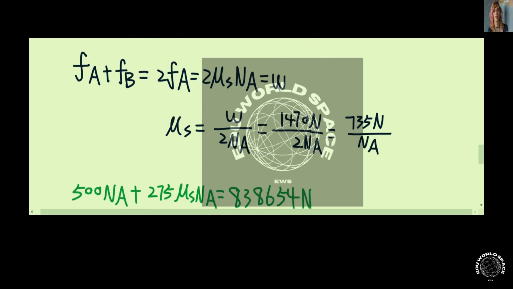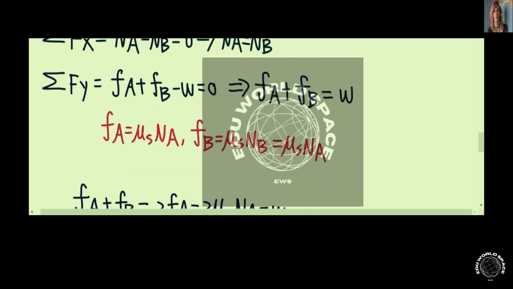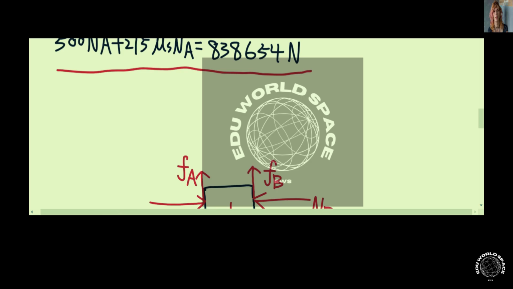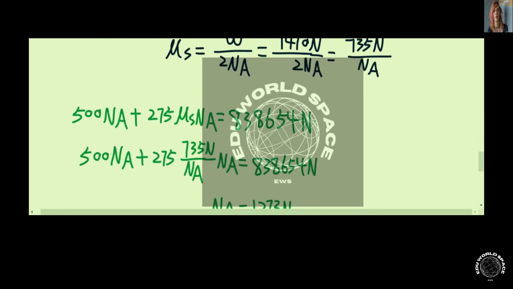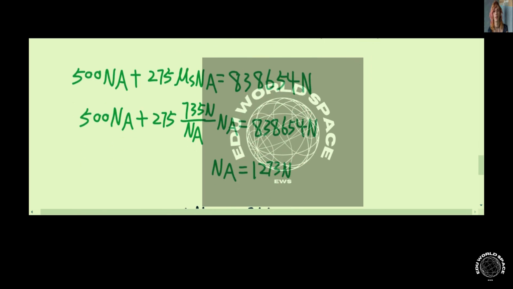Remember, 500 NA plus 275 mu s NA can be equal to 654 Newtons, based on the equation here. So now we can use 735 Newtons over NA to substitute for mu s, and this will give us such an equation here. As you can tell, NA can be cancelled out. So eventually we'll have NA is about 1273 Newtons.